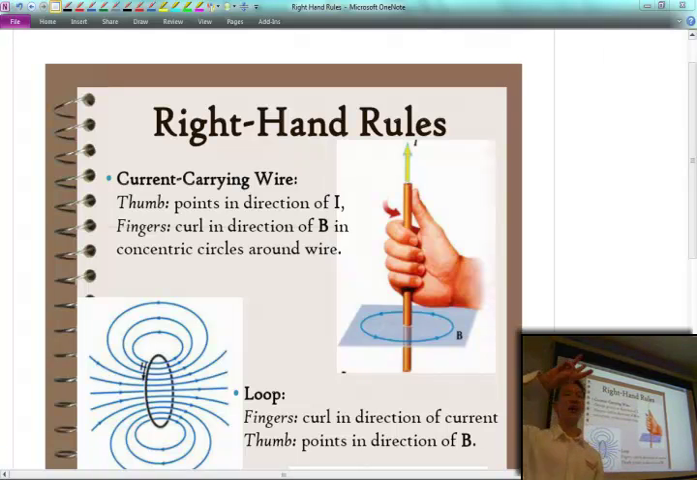So there are three right-hand rules we're going to use. There's a whole bunch of variations, and some people like to come up with specific rules for a specific situation, like a left-hand rule and all that. I like to keep it simple, okay, to try to help understand the basic ideas.